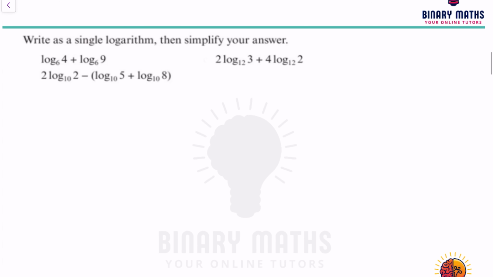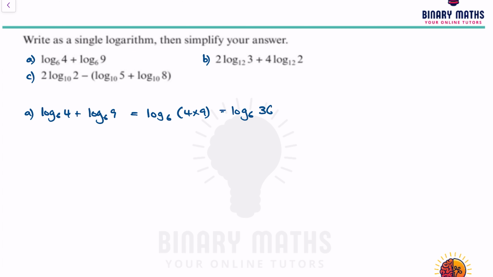Okay, next part. Write the single logarithm and simplify your answer. So these might simplify at the end. Okay, A. Log base 6 of 4 plus log base 6 of 9 is the same thing as log base 6 of 4 times 9, which is 36. 6 to the power of something gives me 36. 6 to the power of 2 is 36, so it must be 2.